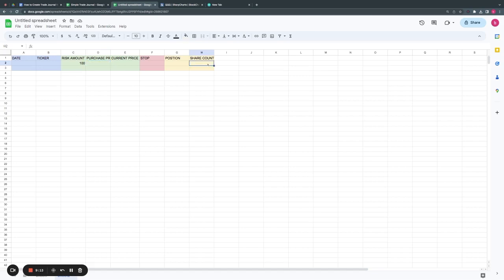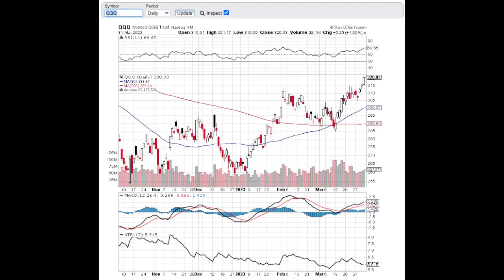So the first thing that we're going to do is create the share count. The share count is going to be easy because essentially we'll take the amount of money at risk and divide it by the current price minus the stop, and that will give us our share count. So let's imagine looking at the QQQ, it is 320.93.